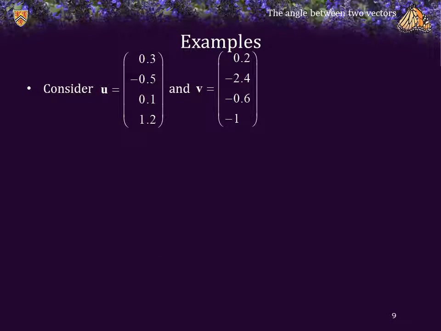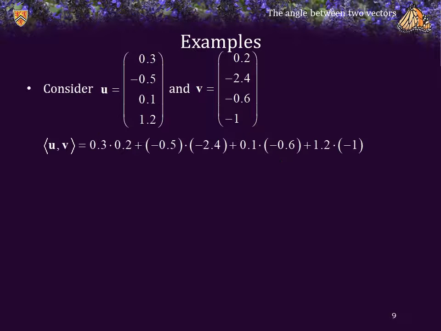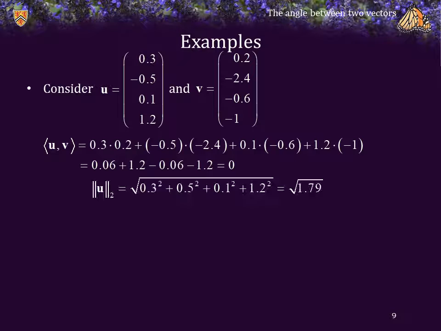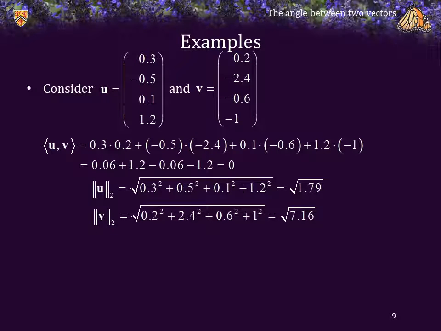Now, consider these two vectors. We calculated the inner product to be this sum of products, which we found to be equal to 0. Therefore, we really don't have to calculate the two norms, because cos theta is going to be equal to 0, and therefore the angle between these two vectors is pi by 2, or 90 degrees, hence being orthogonal.